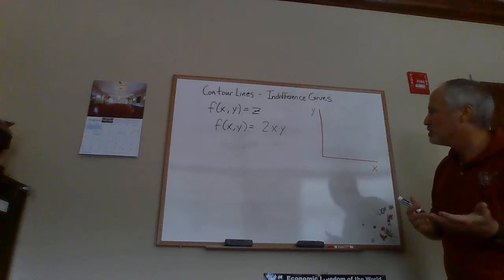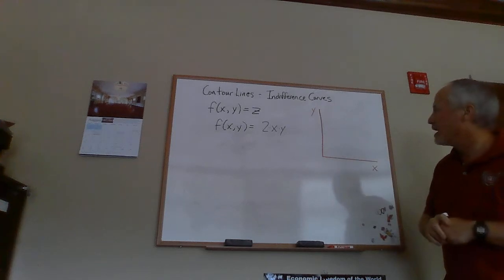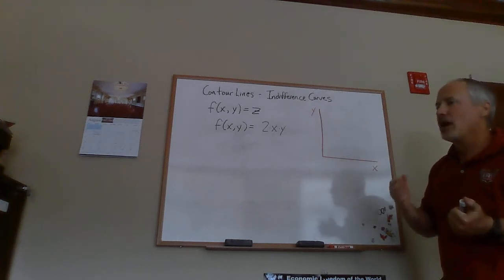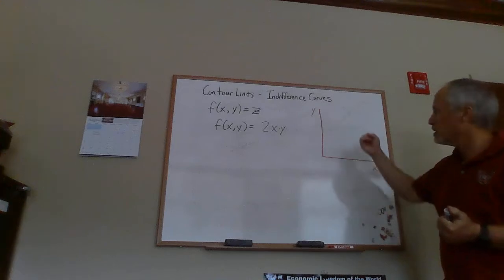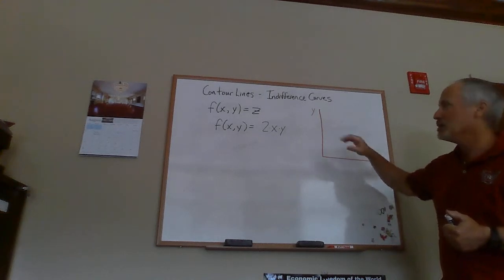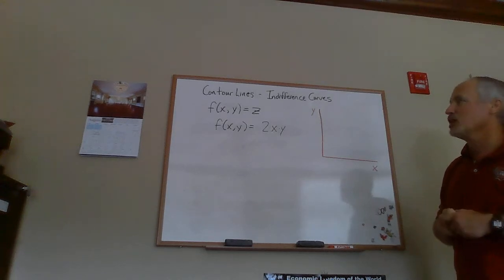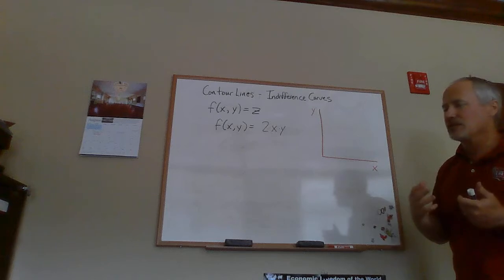So we don't have a z when we just have 2 axes. We just have x and y, and what we're going to graph in our 2-dimensional graph is all the values of x and y that would give us a certain level of z. And this is why it's also referred to as a level curve.